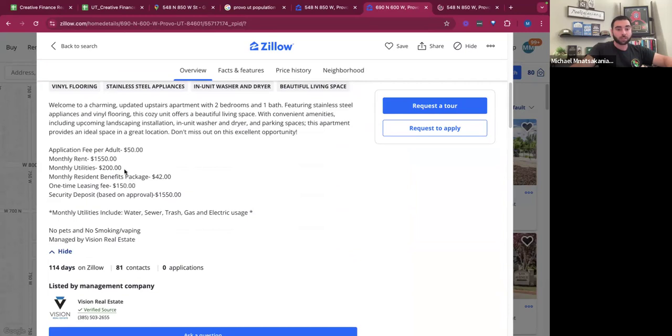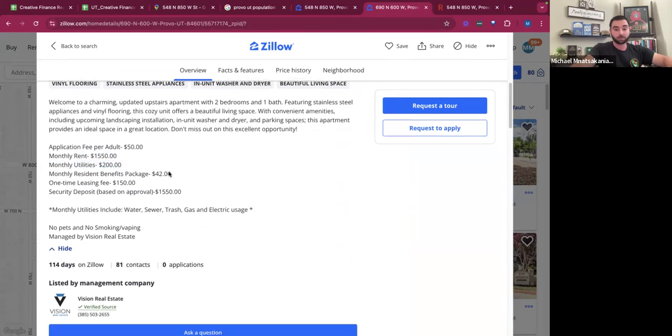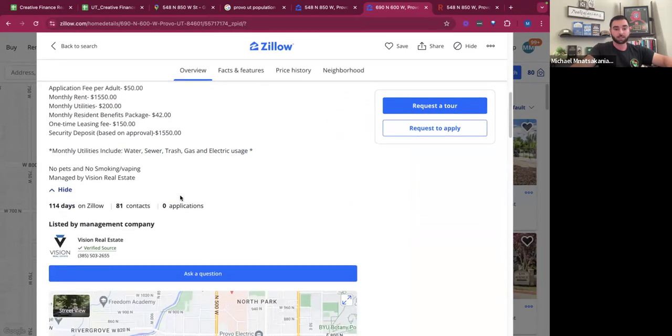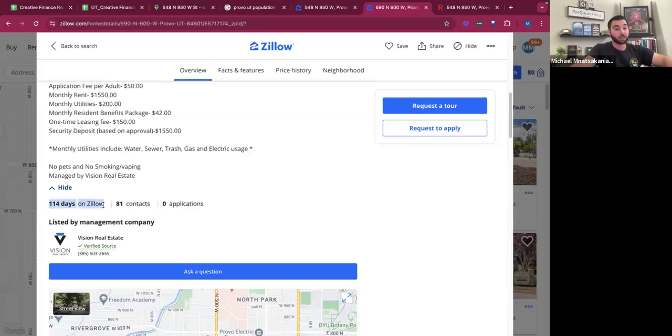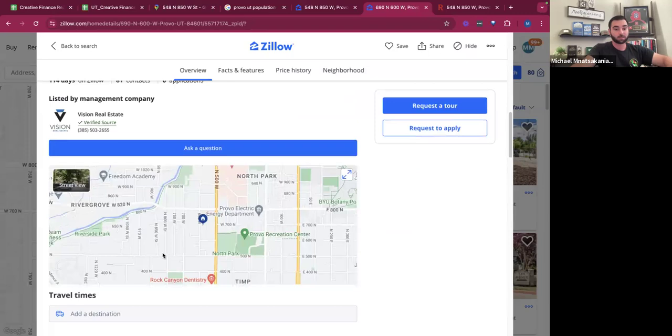I assume, okay, so once again, you're paying the utilities here. So it's $1,550, but then you also pay $200 utilities. The tenant would. Monthly utilities include all that. I think that's another multi-unit. 114 days, 81 contacts, no applications. It's still listed, so obviously it didn't rent, right?